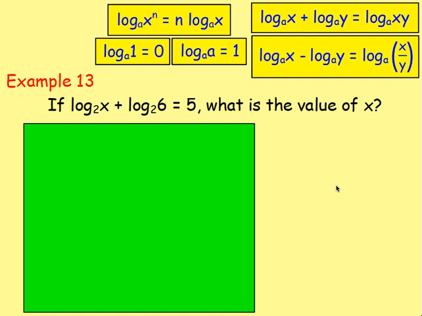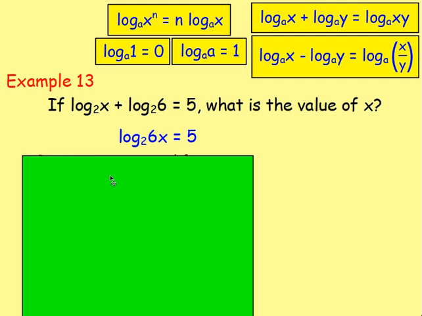Next one, log. Example 13. If log base 2 of x plus log base 2 of 6 equals 5, what's the value of x? So with this one, any ideas? Good, yeah, the first thing you want to do, you've got a log base 2 and log base 2. So the base is the same and you are adding. If the base is the same and you're adding, what do you do with the x and the y? Well, you multiply them together. So applying that down here, we've got an x and a 6. Well, you multiply them together. So it becomes log base 2 of x times 6, which is 6x, and that's equal to 5.